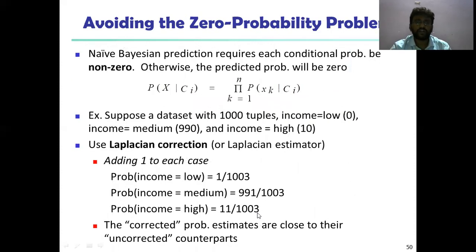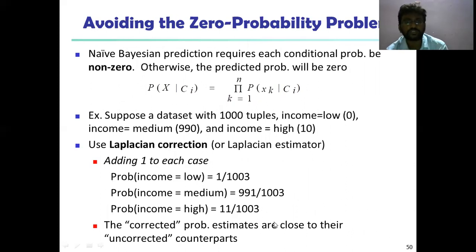Here we have to avoid the zero probability problem. We have probabilistic values in the Naïve Bayes prediction. In Naïve Bayes prediction, it requires that each conditional probability be non-zero. So we have to avoid those zero values by using this formula.